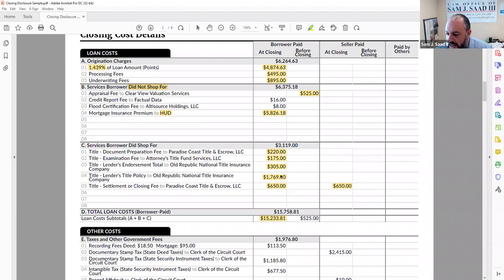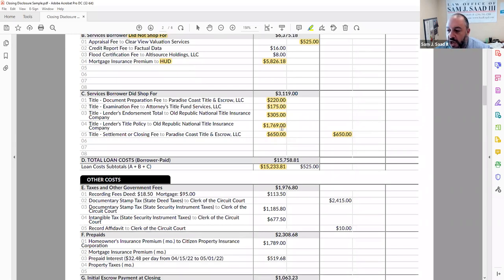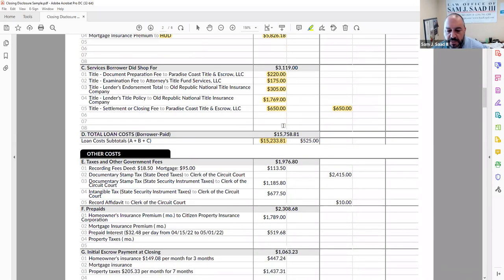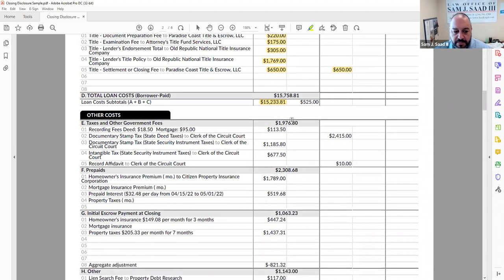Lisa is asking about vacant land. Vacant land is very similar to this, although it's more difficult to get a loan on vacant land. So you may not have a CD for your closing.